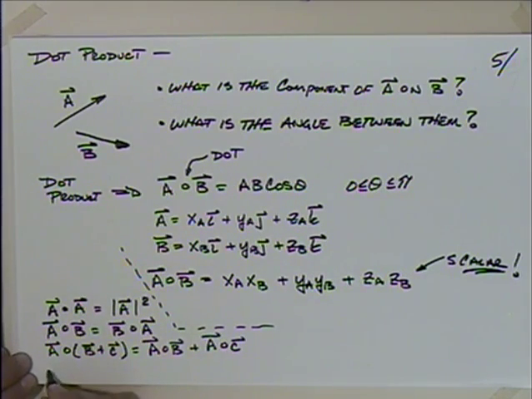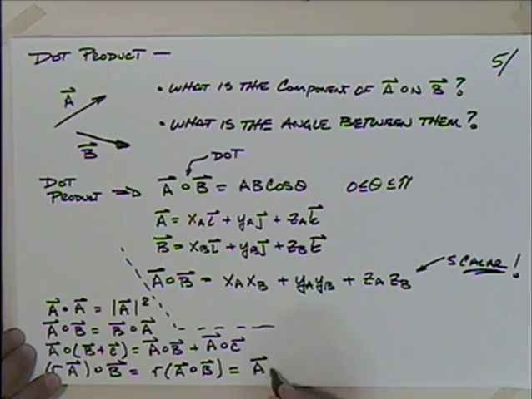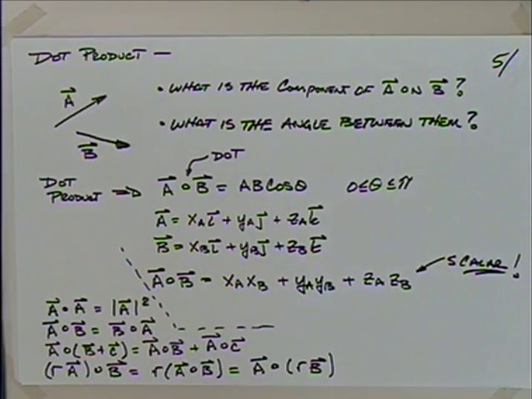And finally, we could say that a constant R times A, dotted with B, would be equal to R times A dotted with B. And we could go full circle on this and say it's equal to A dotted with R times B. So those are some rules for doing the dot product. I suspect you've already learned or will soon learn those in math.